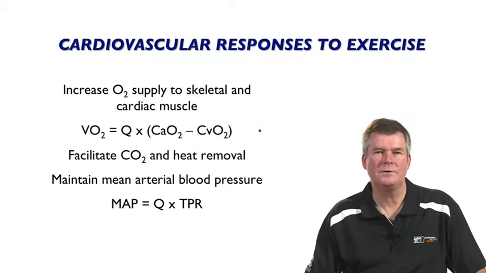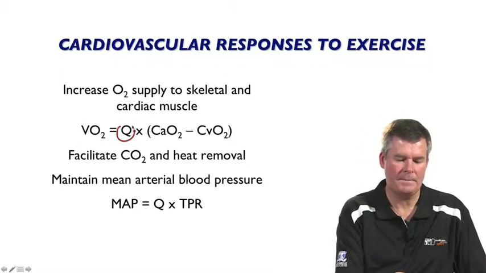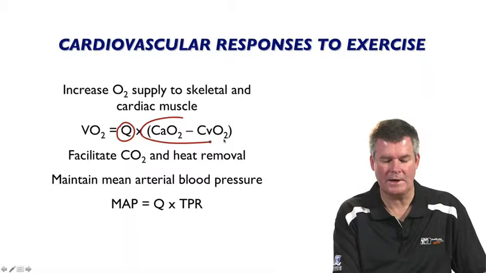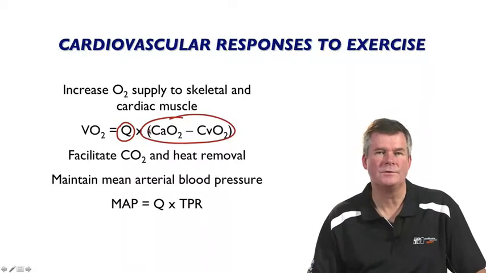The primary function of the cardiovascular system is to increase oxygen supply to the skeletal and the cardiac muscle. The VO2 during exercise is really determined by the cardiac output and the oxygen extraction, or the AVO2 difference. And this is referred to as the Fick equation. And as you can see, cardiac output plays a key role in determining the VO2. An important other function of the cardiovascular system is to remove CO2 and heat from the contracting muscle.